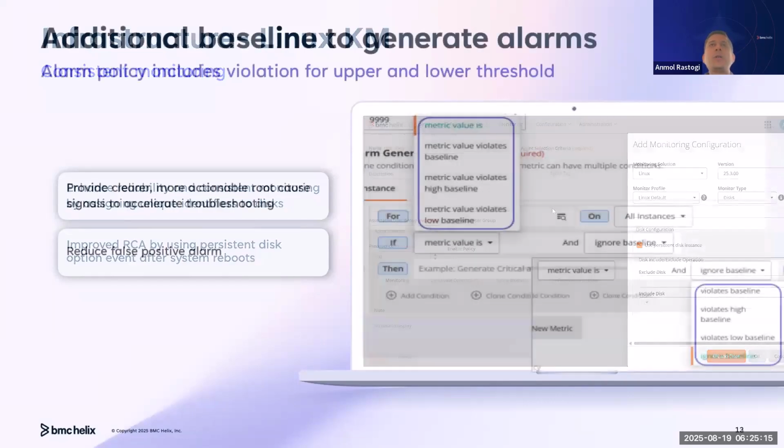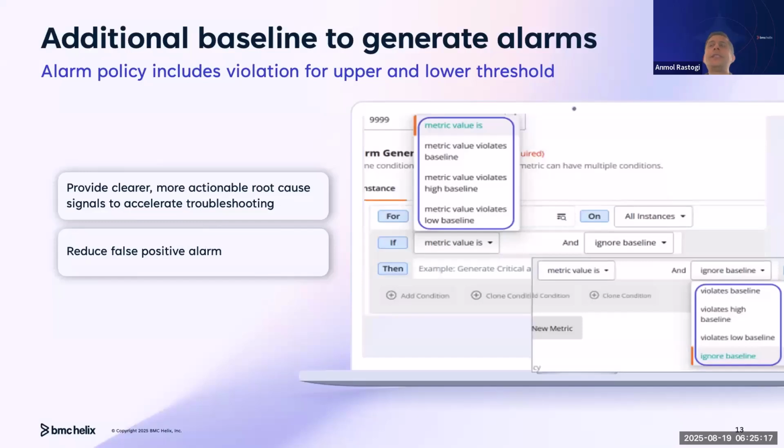Moving on to the next part, which is basically the BHOM code part. In the BHOM code part, under the alarm policy, we have introduced, as you can see, three options. When the metric value violates the baseline, it will check both the upper baseline as well as the lower baseline, and whenever both conditions are met, it will create an alarm based on this condition.